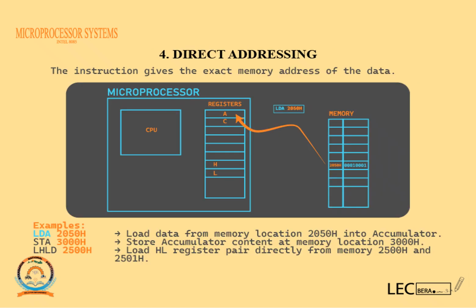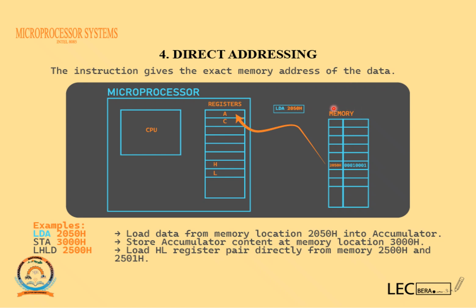So another type of addressing mode is whereby I'm working on data that is inside a memory location. This time around, this memory location is not held by a register. So I'm working directly with what? With the memory. And that's what is called direct addressing. The instruction gives the exact memory address of the data.